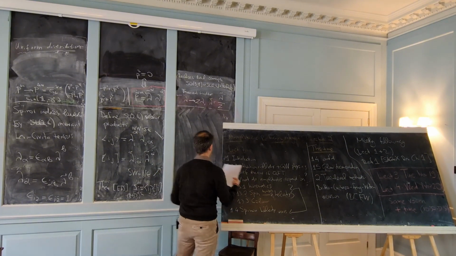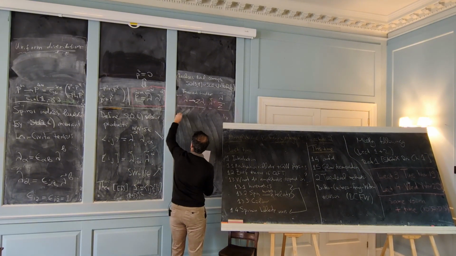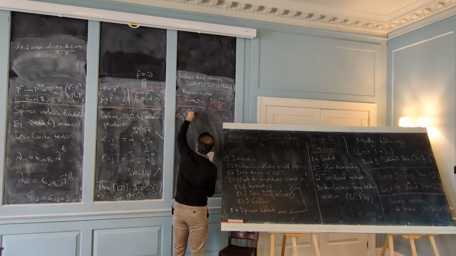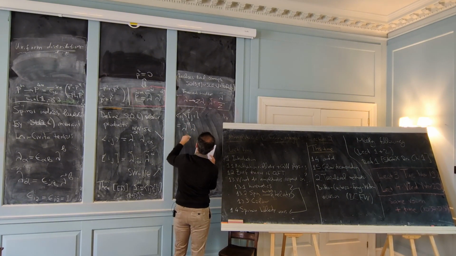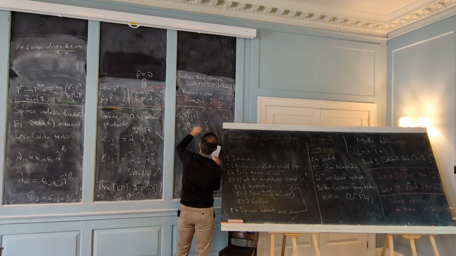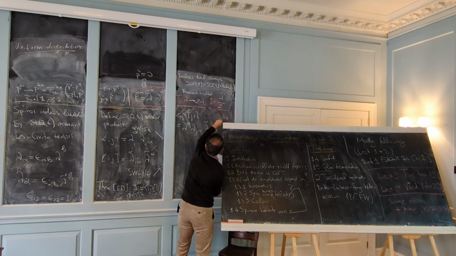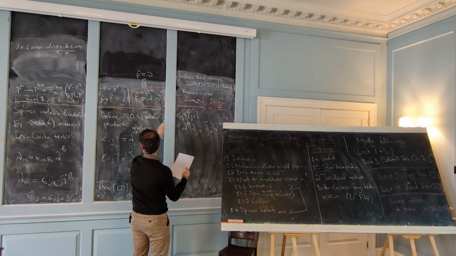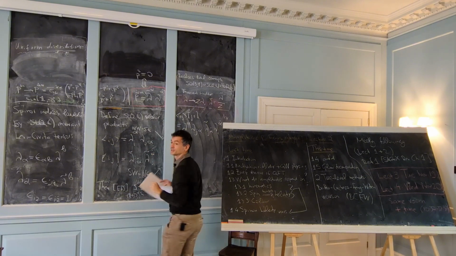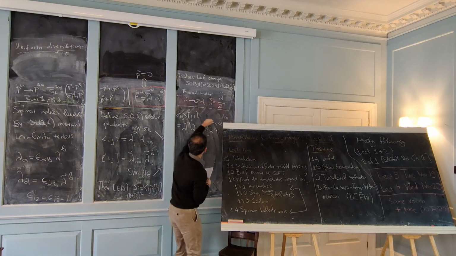So, we have that ⟨ij⟩[ji] is λ_i^α λ_j^α λ̃_j^α̇ λ̃_i^α̇. Okay, so this is just by the definitions that we have. Lambda tilde, yes, thank you.